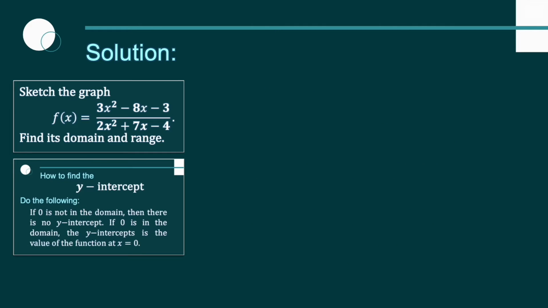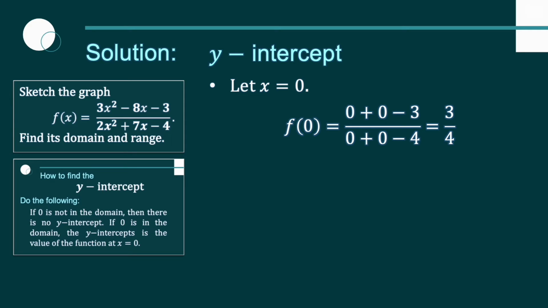Now we find the y-intercept. So let x equal 0. We have f of 0 equals 0 plus 0 minus 3 over 0 plus 0 minus 4, which equals 3 over 4. Thus, the y-intercept is y equals 3 over 4.